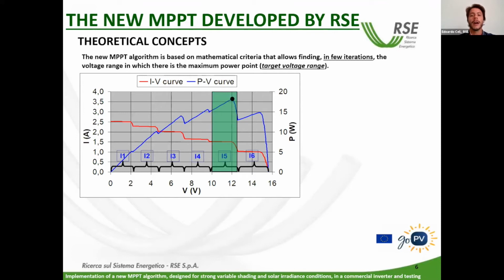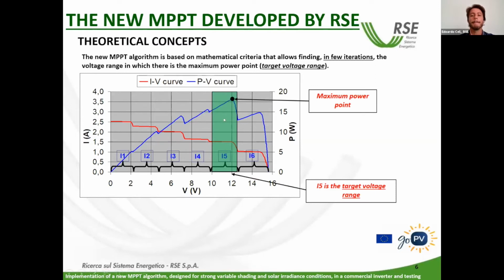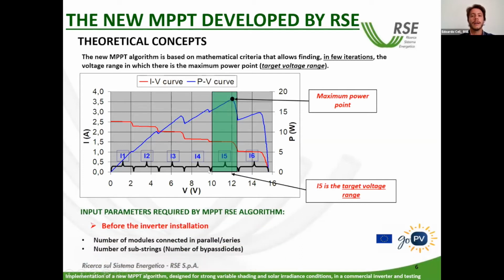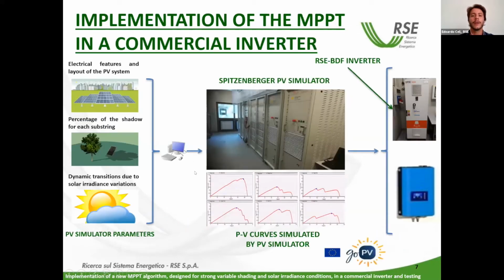This voltage range is defined by RSE as the target voltage range. As we can see on the image, there is a schematic example where interval number 5 is the target voltage range, where the maximum power point falls. The input parameters required by the MPPT RSE algorithm are mainly two, and they have to be implemented into the firmware of the inverter during its installation. They are the number of PV modules connected in series or in parallel, and the number of substrings. The main goal of RSE within the European GoPV project is to give support to Refusol on the implementation of the MPPT RSE algorithm into the firmware of their inverter.